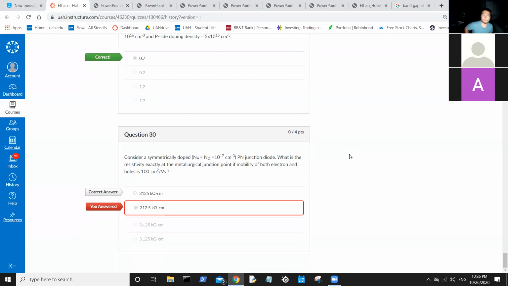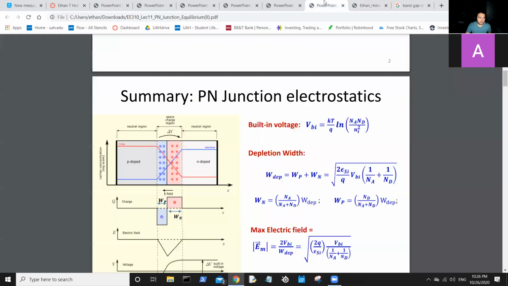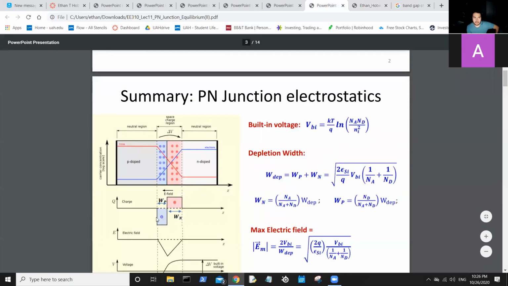Yes? Why don't you plug in N_A for, I guess, p here? Okay. So the reasoning behind why we don't plug that in there is when you're given N_A and N_D in relation to a PN junction, N_A is this, this would be your 10 to the 17th, and N_D is this, this would be your 10 to the 17th.